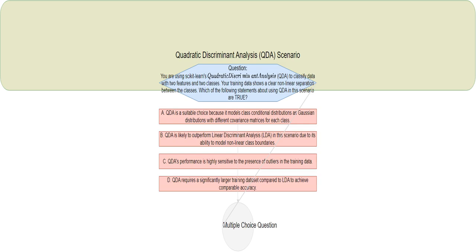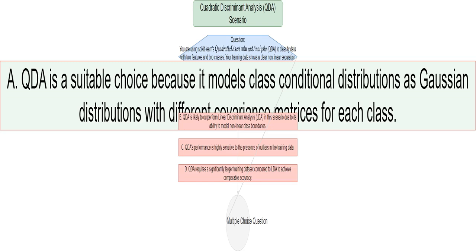I'm setting up a scenario to test your knowledge of QDA. I will use this to illustrate a problem that QDA is particularly well suited to solve. Specifically, the scenario uses scikit-learn's QDA implementation and focuses on non-linearly separable data. Statement A says QDA is a good fit because it assumes that each data group follows a bell curve, Gaussian distribution, with potentially different spread patterns, covariance matrices. This is accurate, because QDA handles such situations very well.